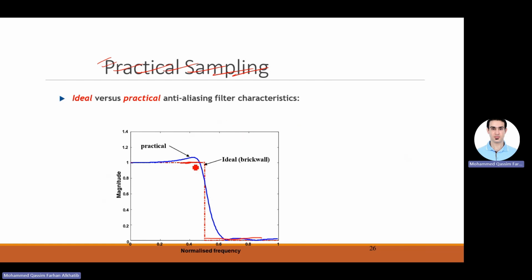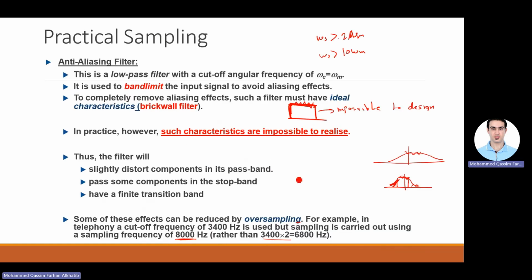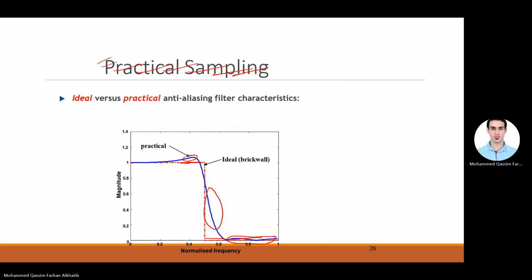So what will happen in the practical case? I will have some non-flat output at the pass band. I also have some response at the stop band, that's the blue one. And there is this transition here. These are the major issues we have in a realized, practical band limited filter. So there will be some distortion at the pass band, there will be some components from the stop band, and the transition is not smooth. Again, this is solved by having oversampling.